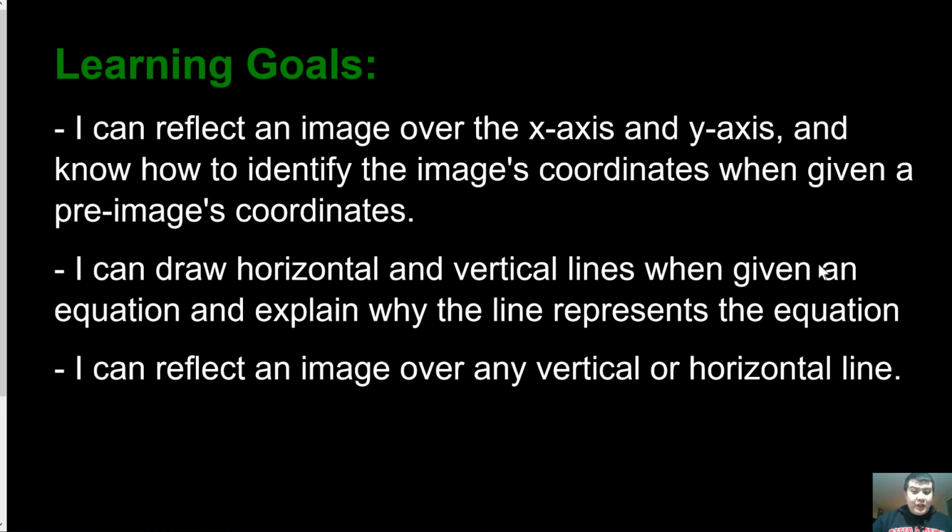I can draw horizontal and vertical lines given an equation and explain why the line represents the equation. You should be able to explain why x equals 1 is a vertical line and why y equals 4 is a horizontal line. It's because each point on that line has a coordinate of either, for the first one, an x coordinate of 1, or in the second case, y coordinate of 4. And I can reflect an image over any vertical and horizontal line. Okay. So if you feel comfortable with all 3 of these, go ahead and try out the practice.